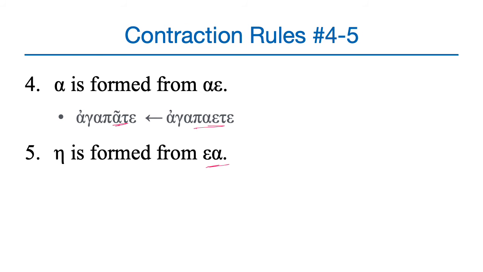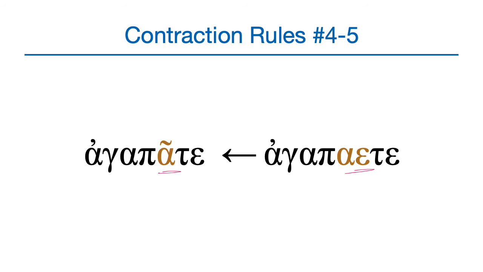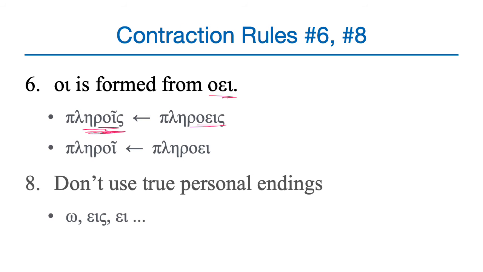Okay. Rule numbers 4 to 5. Alpha is formed from alpha epsilon. So agapate comes from agapaete. You see the stem is agapa, connecting vowel is epsilon, personal ending is te. So you have agapate, second person plural. Epsilon is formed from epsilon alpha. Just keep that in mind. That becomes important in the future, okay? Agapate, you know how that is formed.